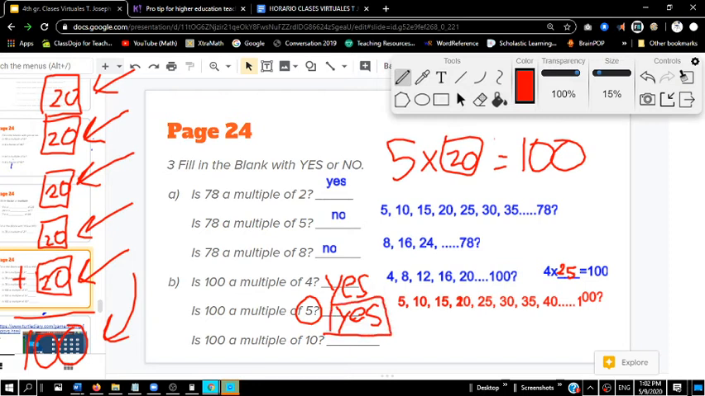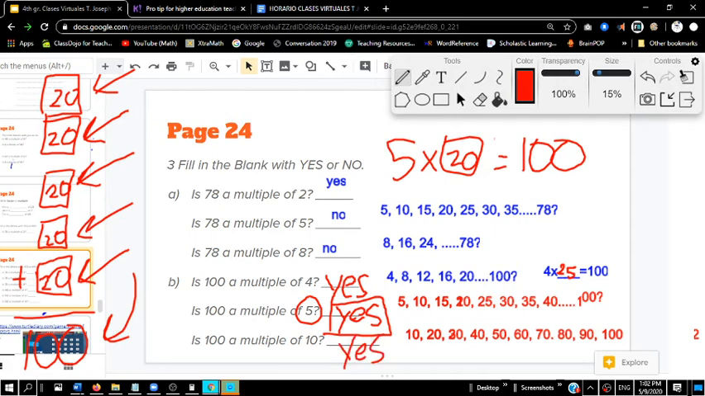Is 100 a multiple of 10? Well, this one's simple. We've already done it before. 10, 20, 30, 40, 50, 60, 70, 80, 90, 100. And that 2 just goes away because I don't need it. It is indeed a multiple. Okay, so we're going to put yes on the blank.